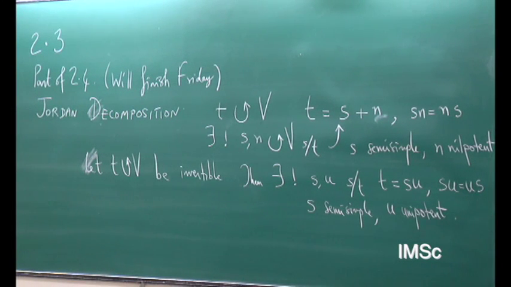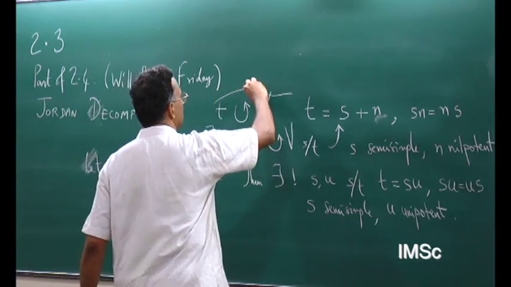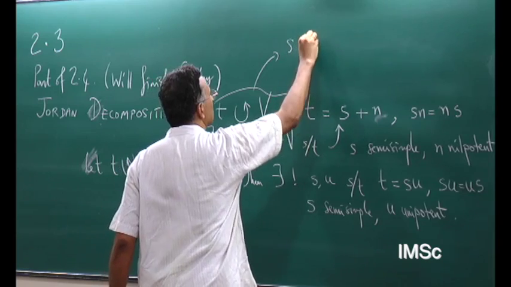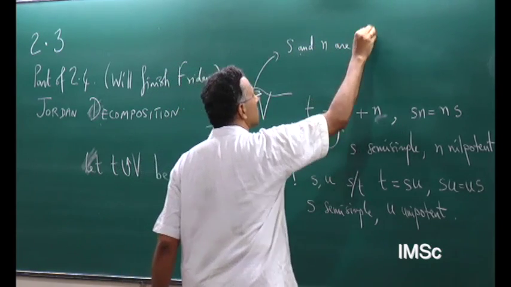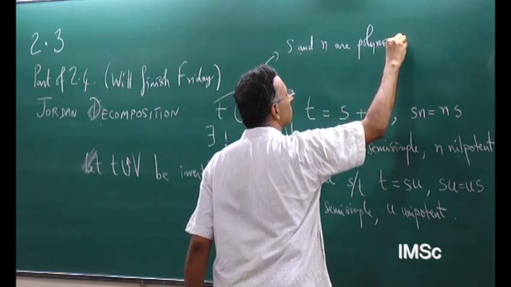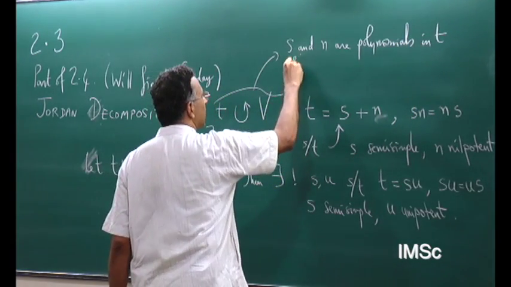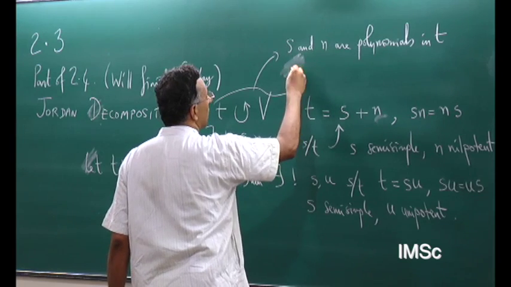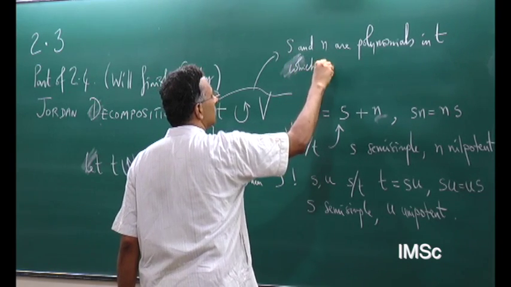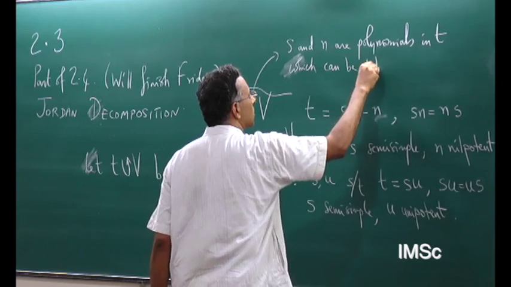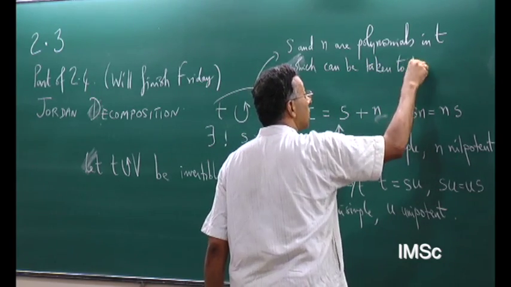Okay. Moreover, although that's not part of the statement, S and N are polynomials in T. So here you can say S and N are polynomials in T, which can be taken to be without constant term.